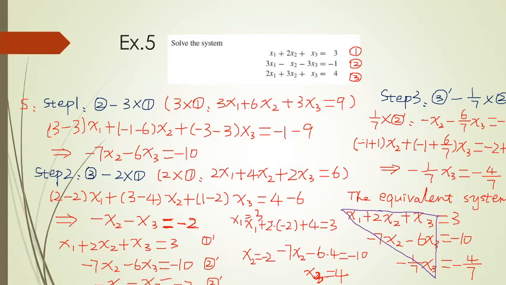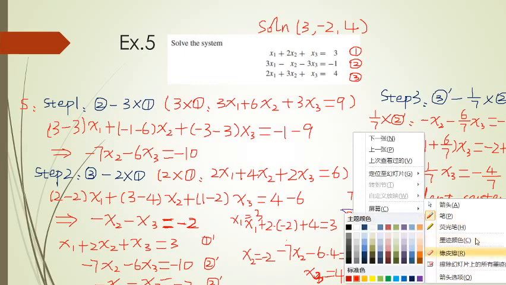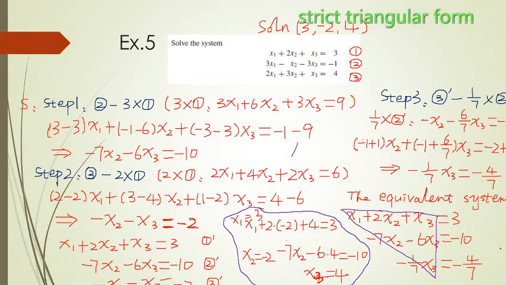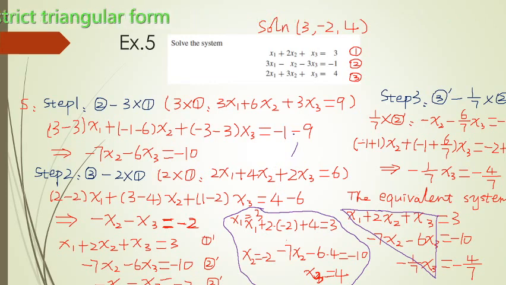So the solution for this system is 3, minus 2, 4, right? And what we did here, let me circle it, is the back substitution, to solve the strict triangle form. And we get the solution 3, minus 2, 4.